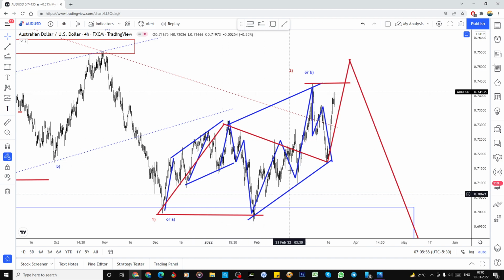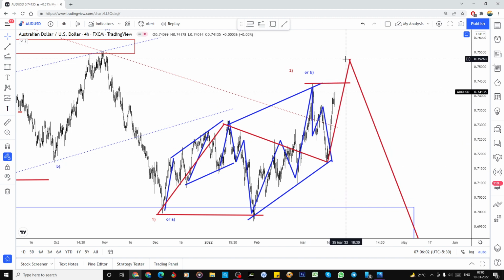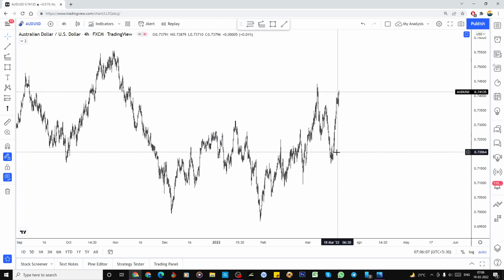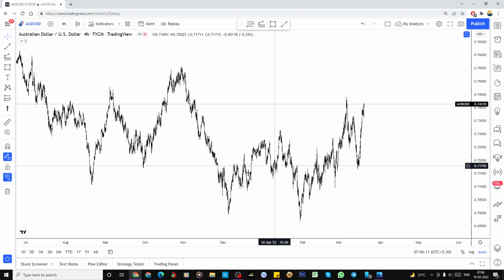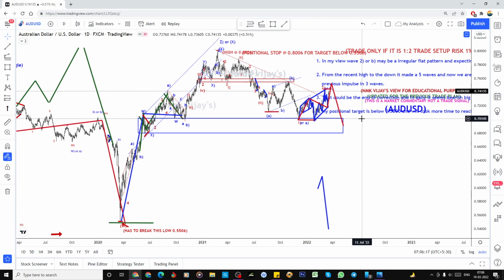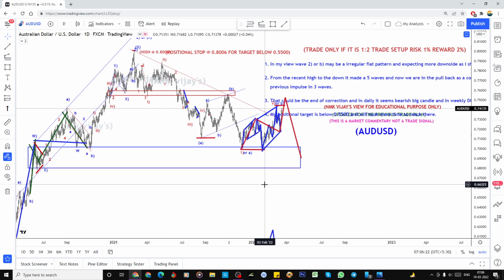A, and this is the intermediate wave, a B, an irregular flat pattern, and that C, we are on that C wave. That is why we are not getting any pullback here. So let's wait for this pattern to complete, right? And still my view is the same, to break this low, but it will take more time.